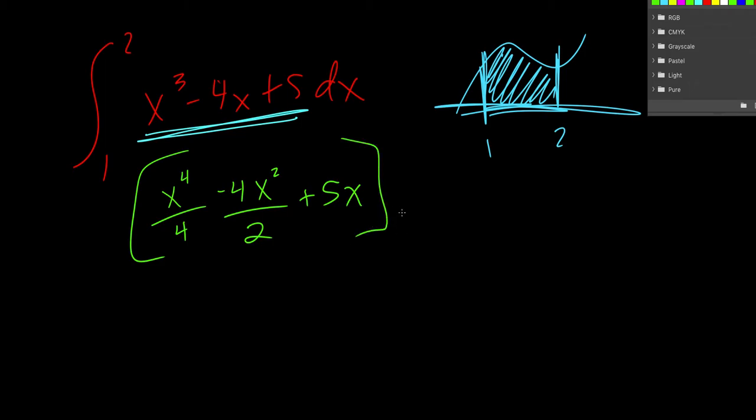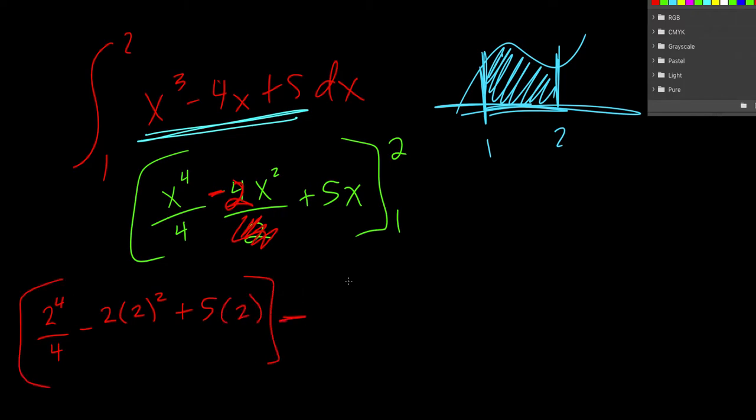Then we're going to evaluate this from 1 to 2. And so I'm going to replace this negative 4 over 2 with just a negative 2 because those would cancel. And what I'm going to do is plug in a 2 for all the x's first. So we get 2 to the 4th over 4 minus 2 times 2 squared plus 5 times 2. Now we take all that stuff and we subtract it from what we get when we plug in a 1 for all the x's.